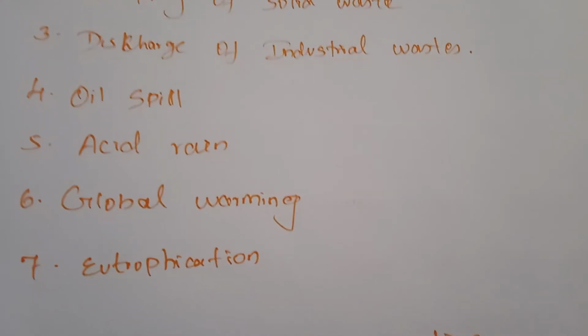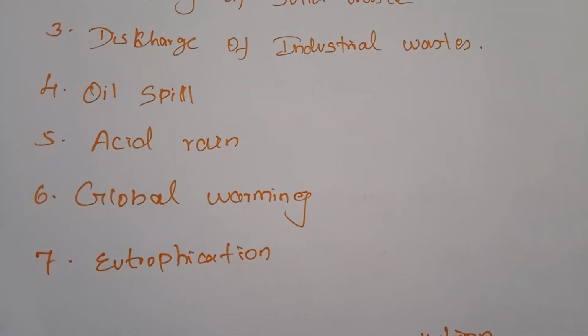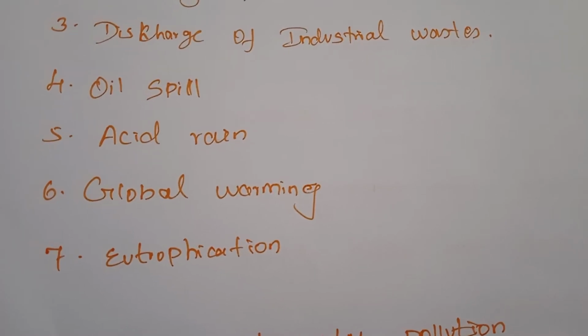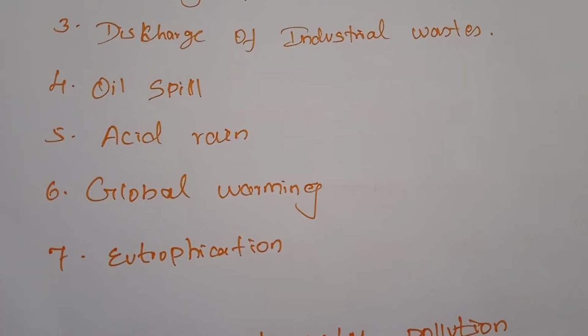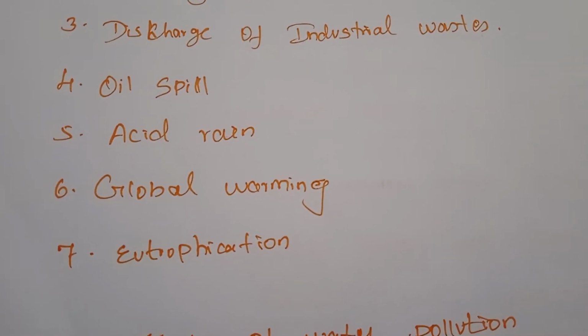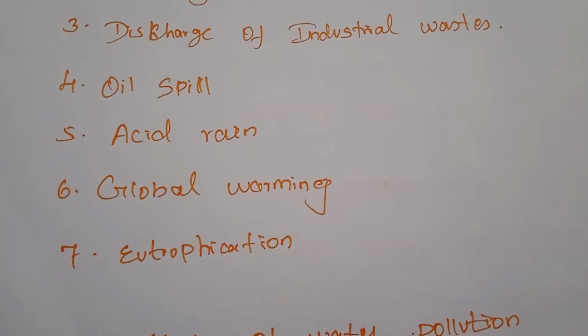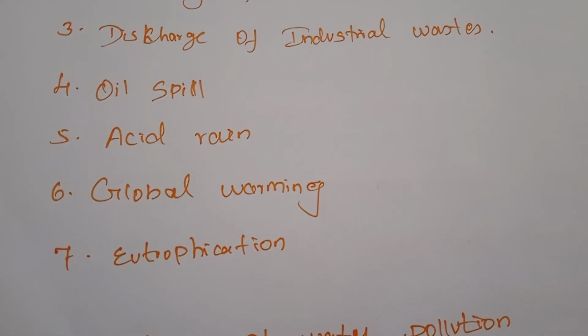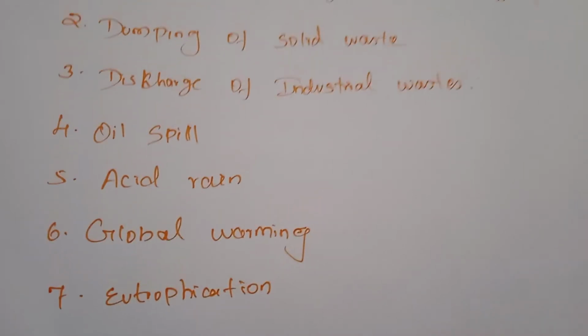Next, eutrophication. Eutrophication is an increased level of nutrients in water bodies. This results in a bloom of algae in water. It also depletes the oxygen in water, which negatively affects fish and other aquatic animals and populations.